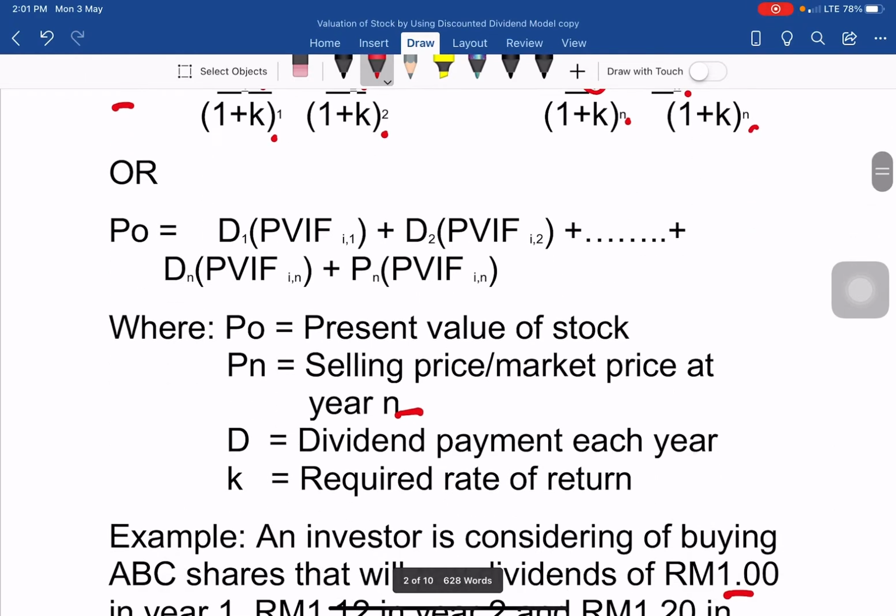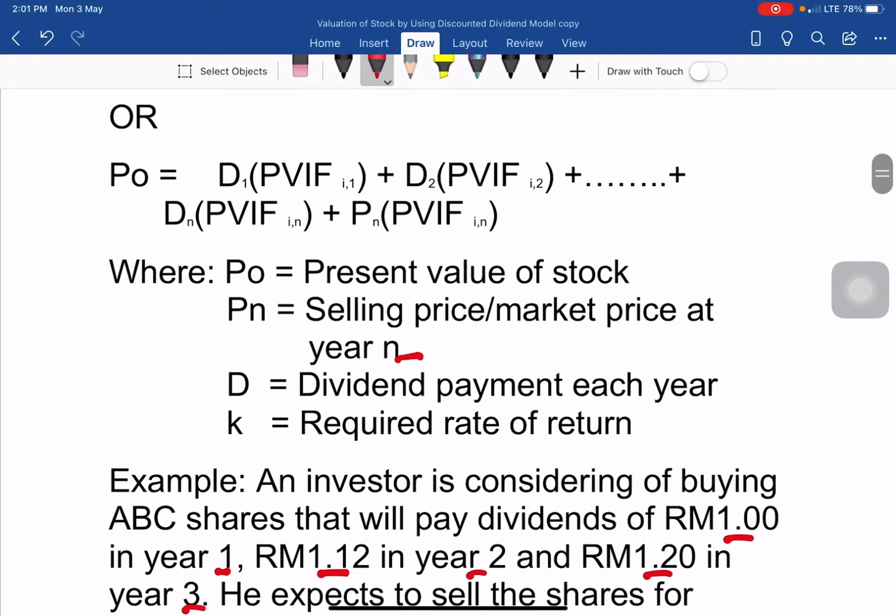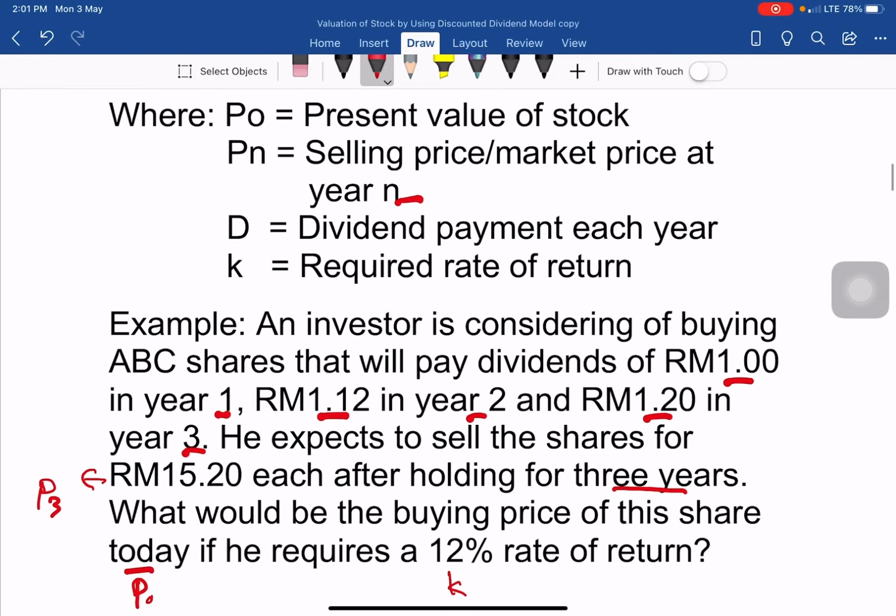Where P0 is the present value, or the intrinsic value, of the stock, Pn is the selling or market price at year end, D is the dividend for each year, and K is the required rate of return.